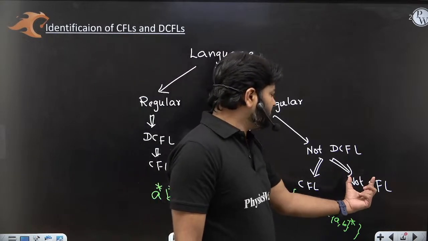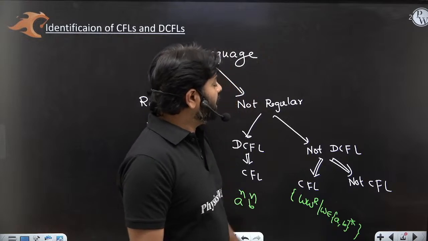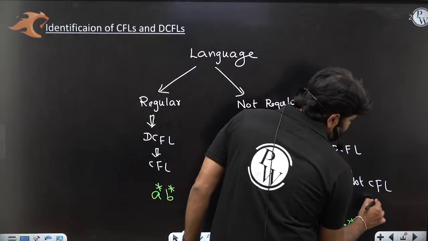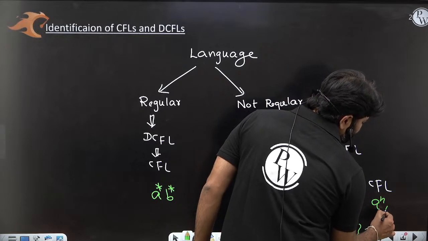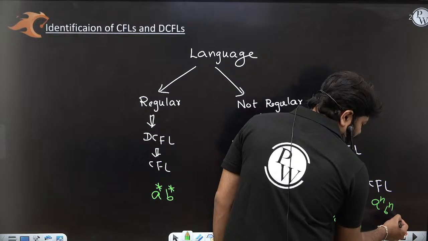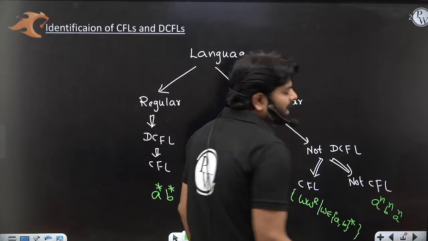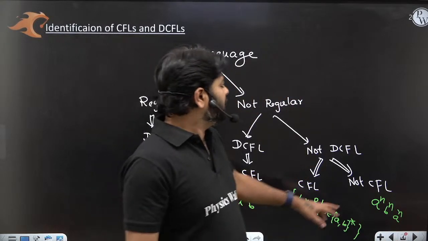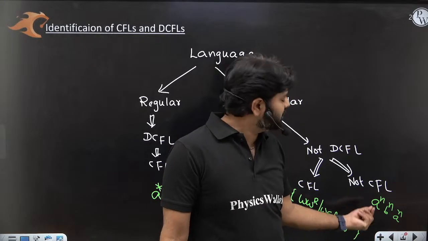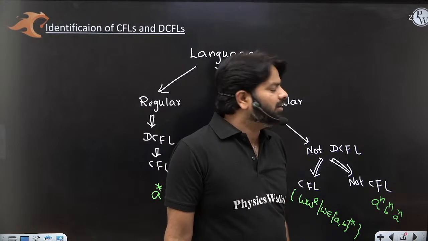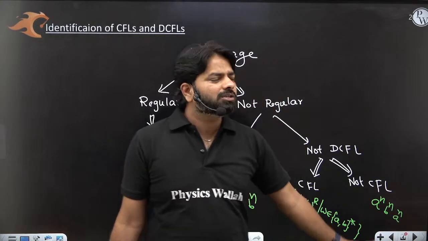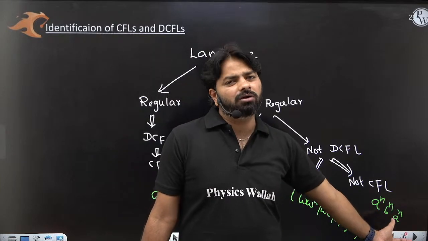And if it is not a CFL, and also definitely not DCFL and not regular, a very simple example is a power n, b power n, a power n, or a power n, b power n, c power n. If you want to take only a's and b's, the first example would be sufficient. If you want to take three symbols, then a power n, b power n, c power n. So this example is not a CFL.